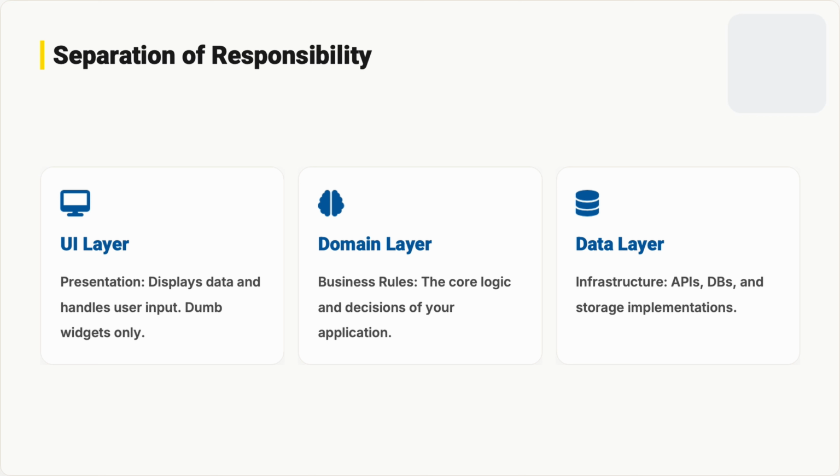Clean architecture is about separation of responsibilities. We divide the app into three main layers. The UI layer, which is responsible for displaying data and handling user input. The domain layer contains your business rules and decision making logic. The data layer interacts with APIs, databases, or other storage mechanisms. Each layer has a single responsibility, which makes it easier to maintain and evolve your app over time.